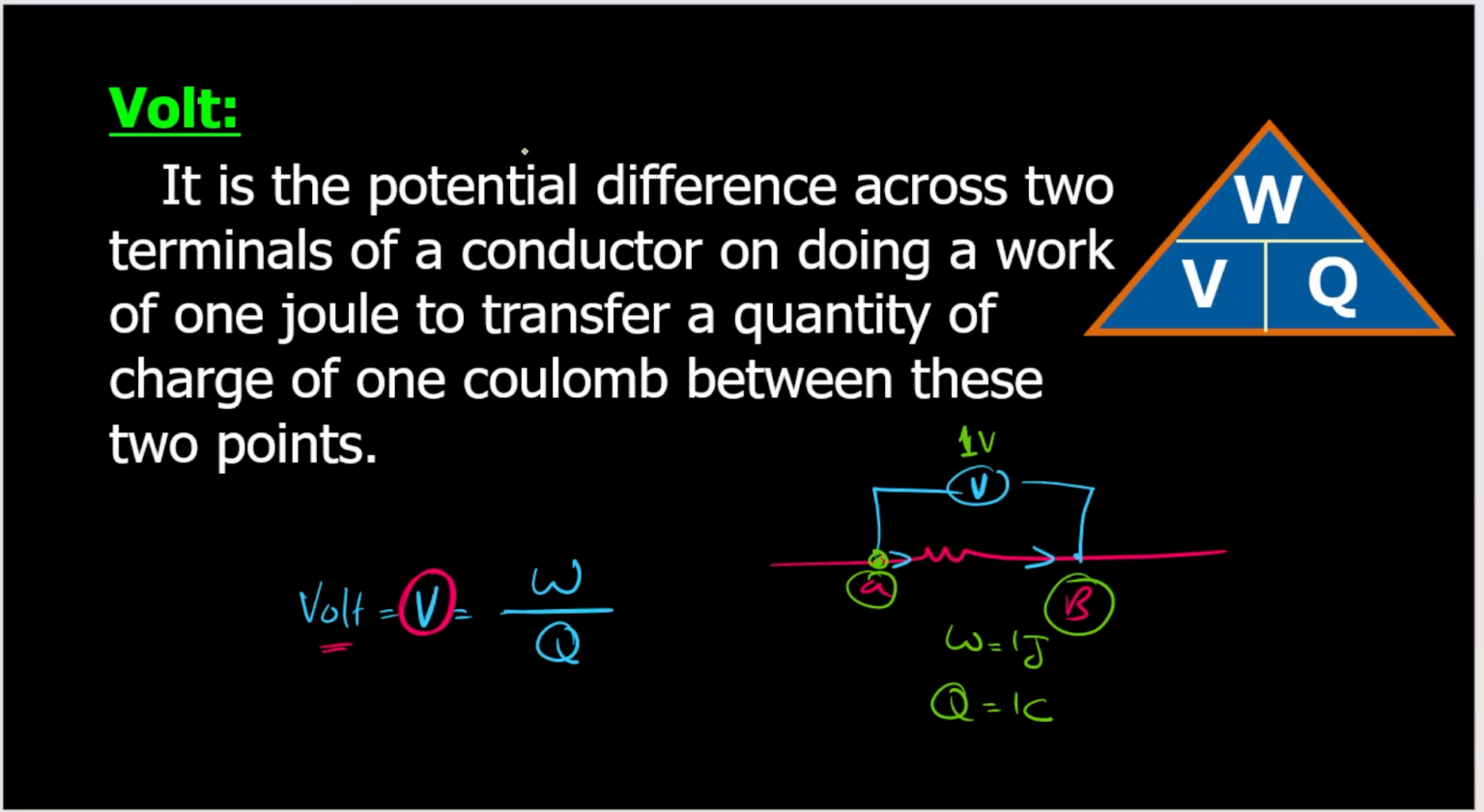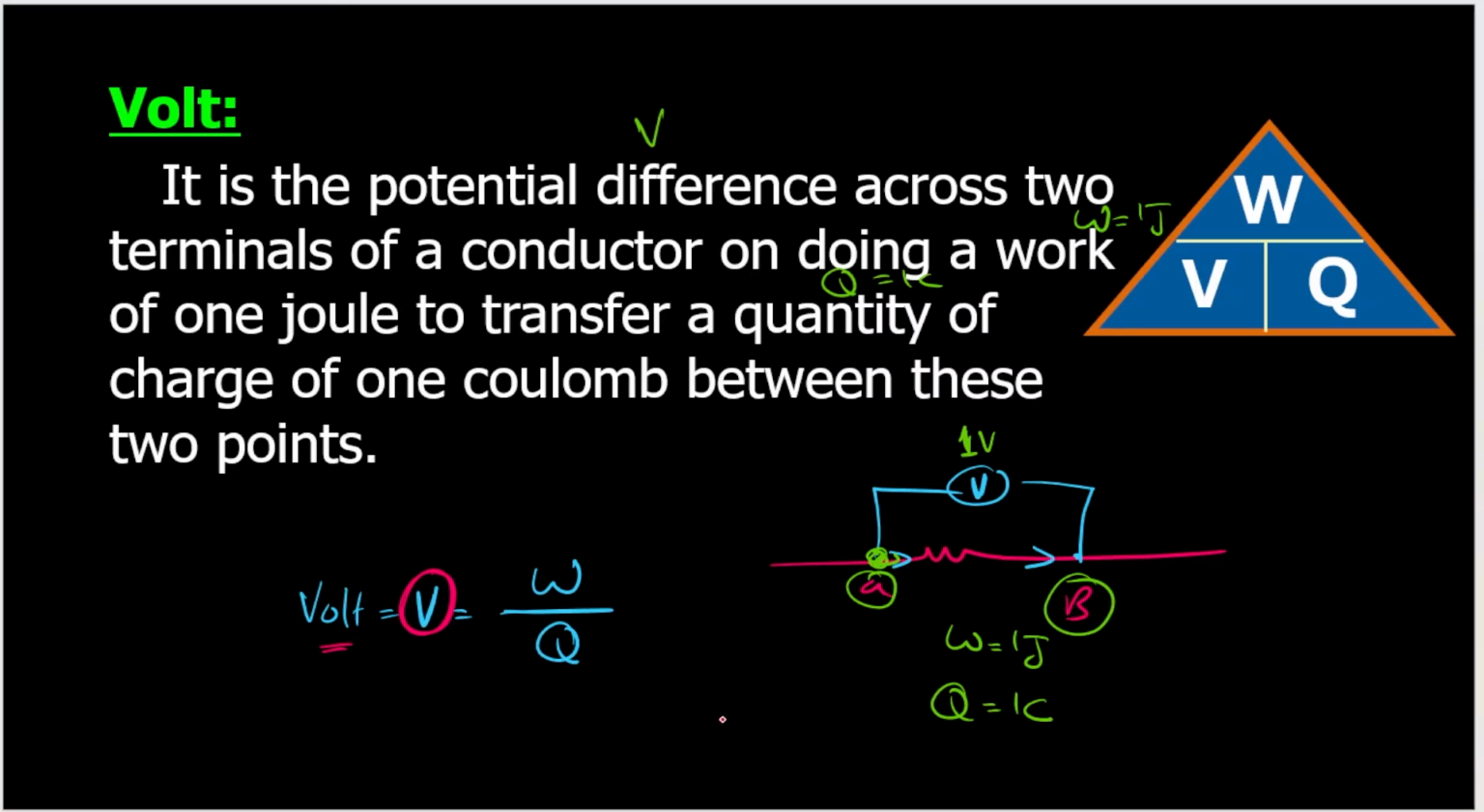So what's meant by volt? It is the potential difference across 2 terminals of a conductor, for example A and B, when doing a work, W, of 1 joule to transfer a quantity of charge, Q, of 1 coulomb between these 2 points.